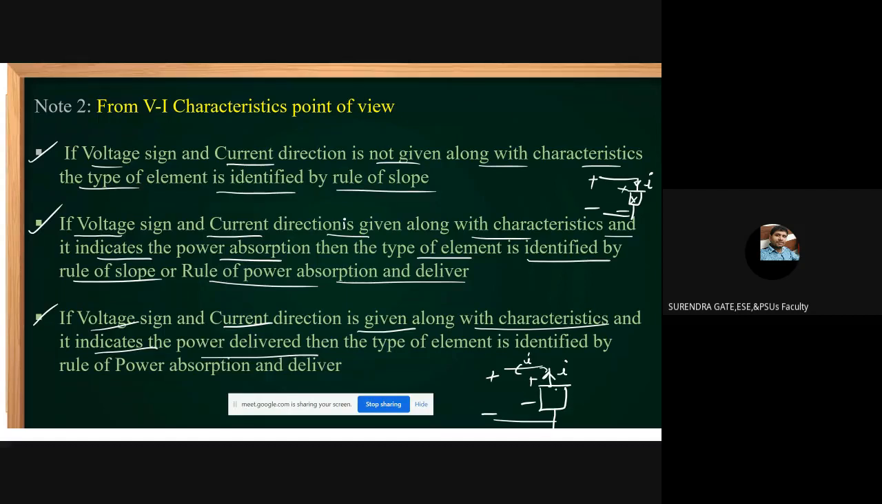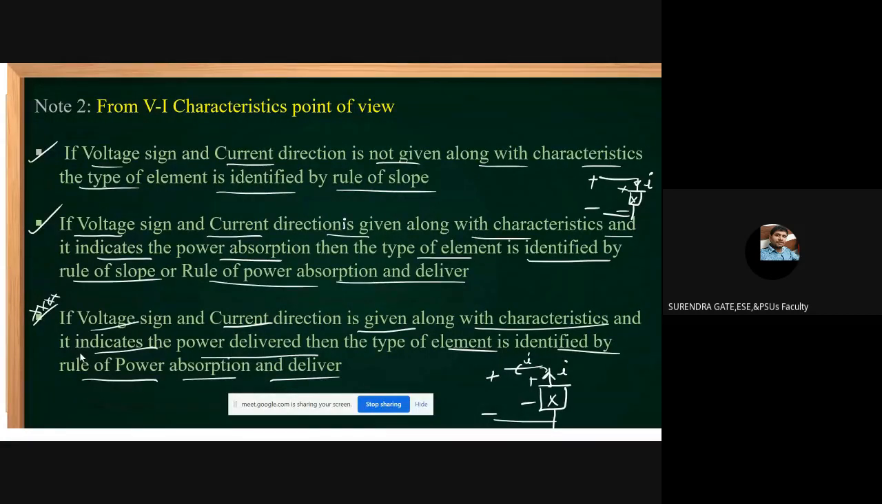Current direction: that means current is leaving from the positive terminal of this element. That's why it delivers power. Power delivered means this sign is given like this. Then the type of element is identified by the rule of power absorption and delivery. Don't apply the rule of slope in this case. Very important. This case is important, students. Don't apply the rule of slope here. You can apply the rule of power absorption and delivery.